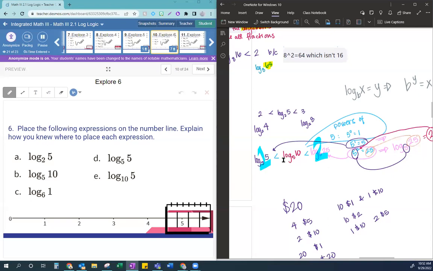And so now it says log base 5 of 10. Where should I put it? Well, I should put it somewhere between 1 and 2, somewhere in this area here. Now, question, should I put it closer to 1 or closer to 2? I'm going to put it closer to 1, exactly. Why would I put it closer to 1? Because this argument here, 10, is closer to 5 than it is to 25.